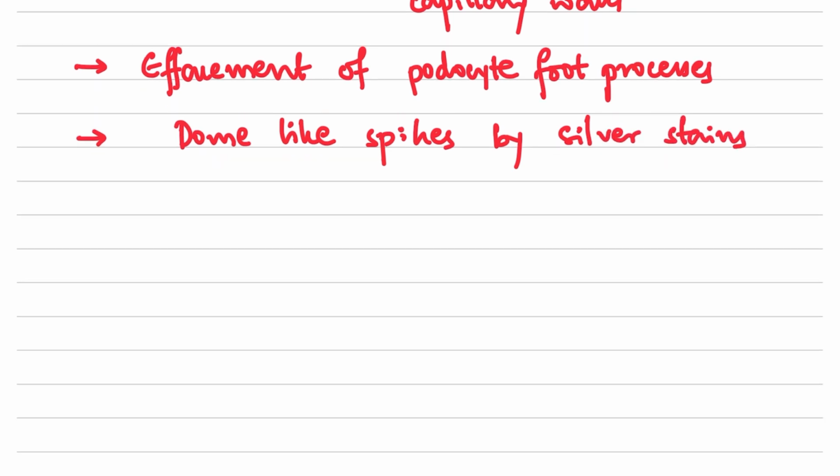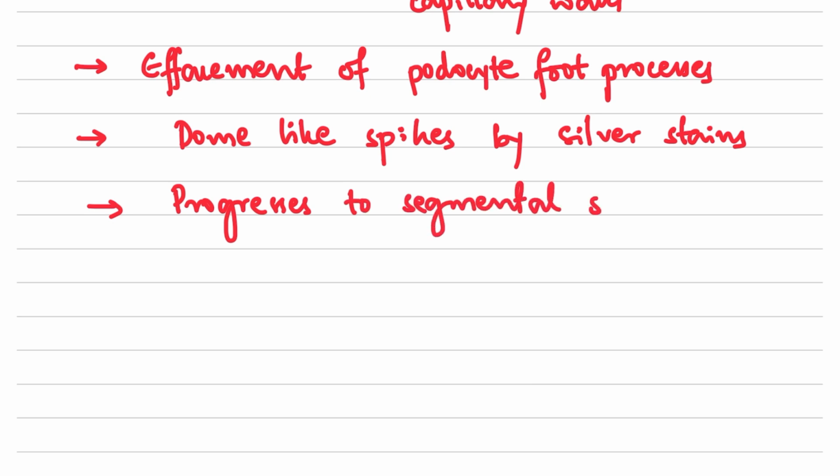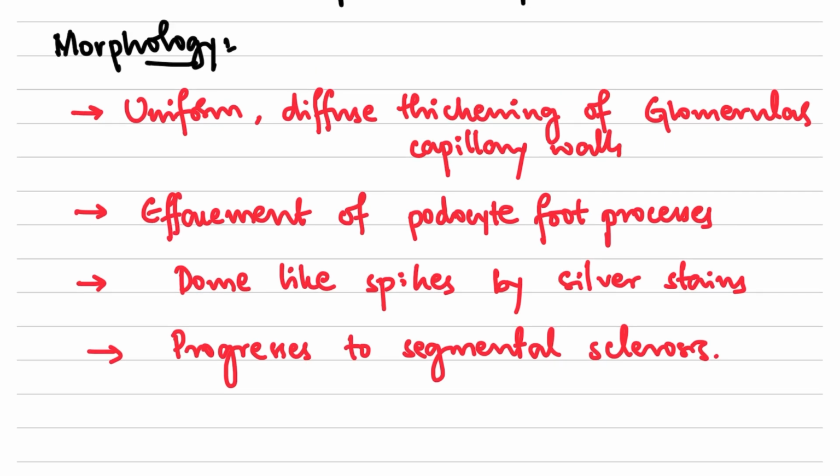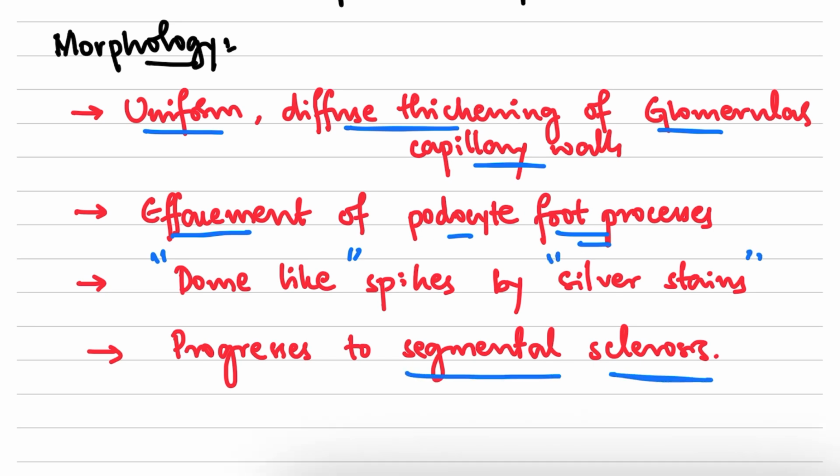This ultimately progresses to segmental sclerosis. This is what you need to remember regarding the morphology of membranous nephropathy. So we see uniform diffuse thickening of the glomerular capillary walls along with effacement of the podocyte foot processes. We see dome-like spikes when we use silver stains, and it ultimately progresses to segmental sclerosis.